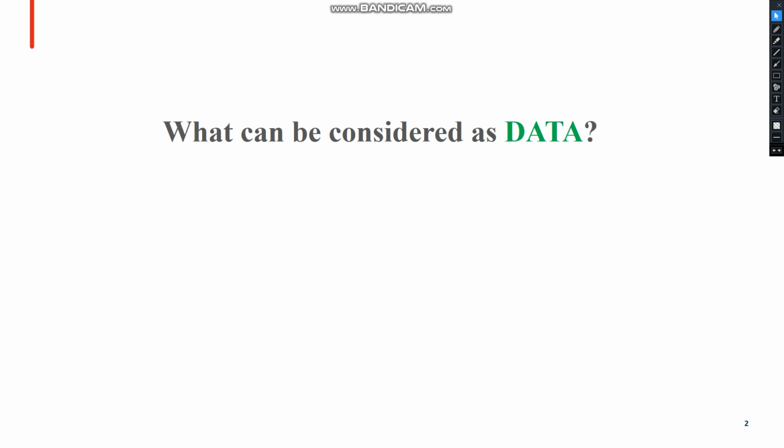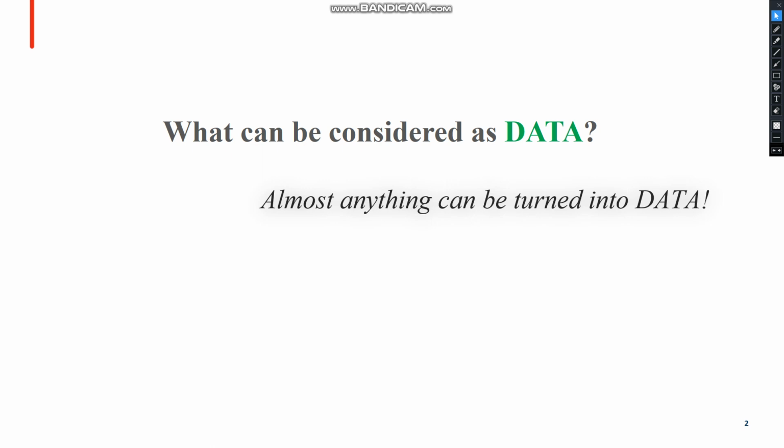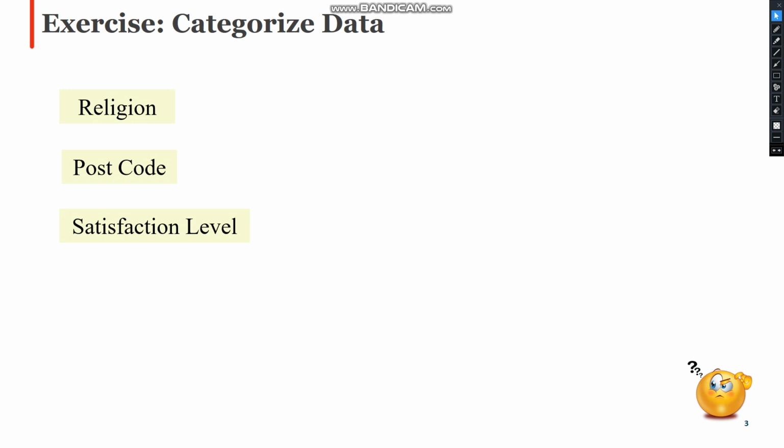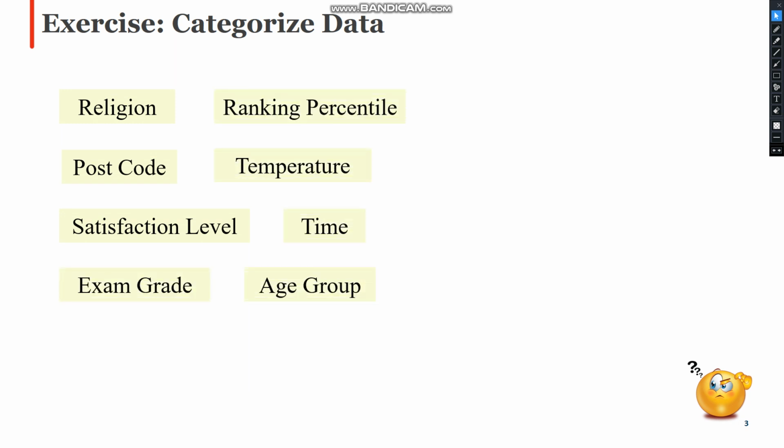Let's start with the question, what can be considered as data? Is almost everything recorded, right? Suppose you have been provided with various data like this. You have the religion data, you have the postal code, you have satisfaction level, and many other data variables. How can you differentiate them or characterize them into a few typical types?